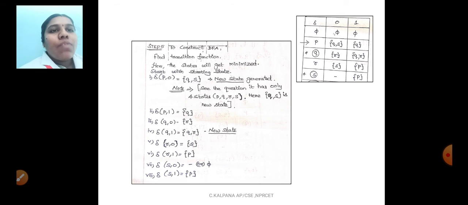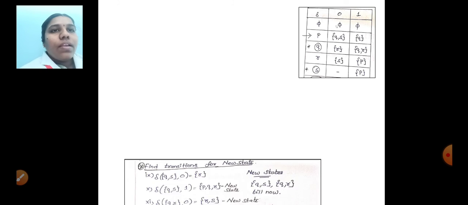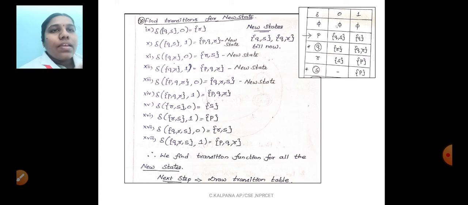In this page we have only 2 new states, one is q comma s, another one is q comma r. It starts from the input p comma 0. And draw transitions, mention the transitions for the remaining states. Then q comma s comma 0, answer is r. You can refer to the transition table also, write the answer based on the transition table.